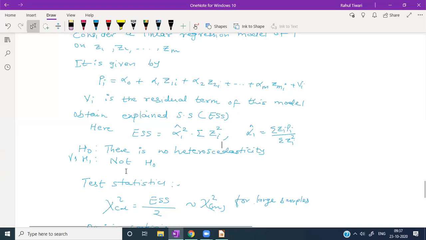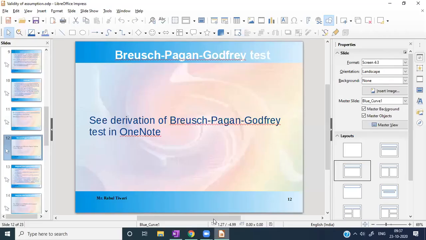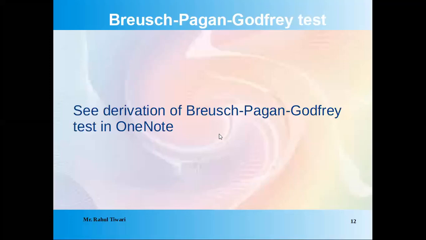Okay, so this is the whole thing for the Breusch-Pagan test. That test is quite useful, and one may work out how this particular Breusch-Pagan test works, and based on that one can apply those tests, and that is very important.